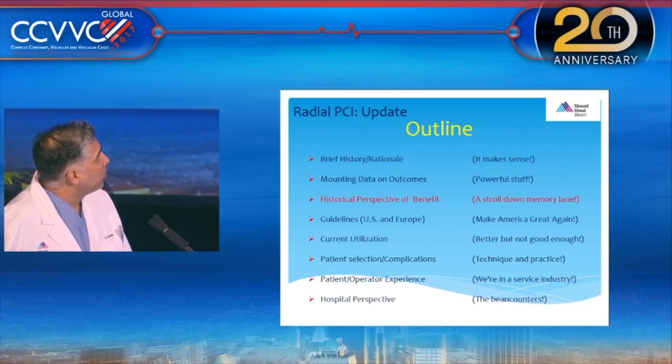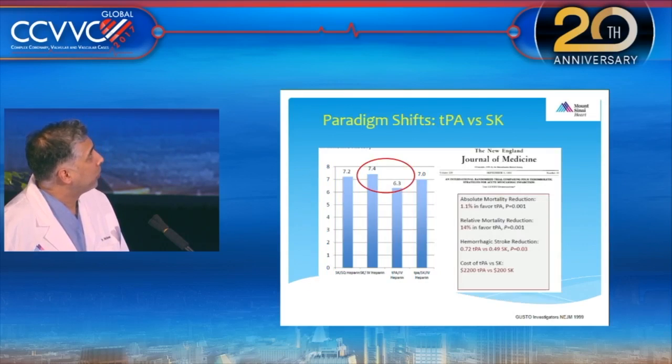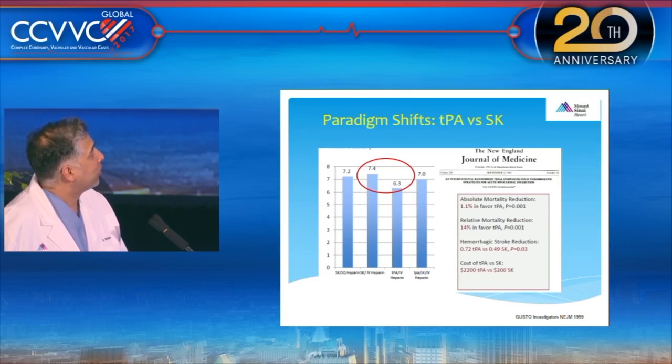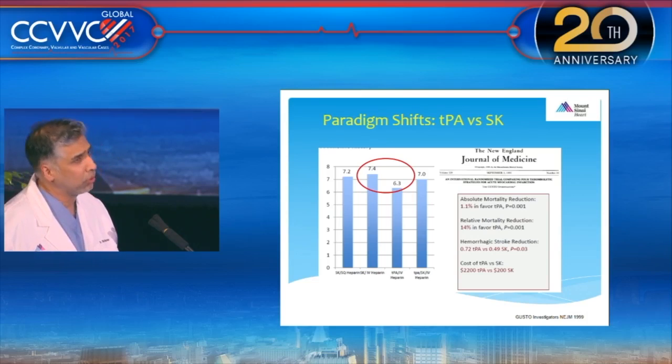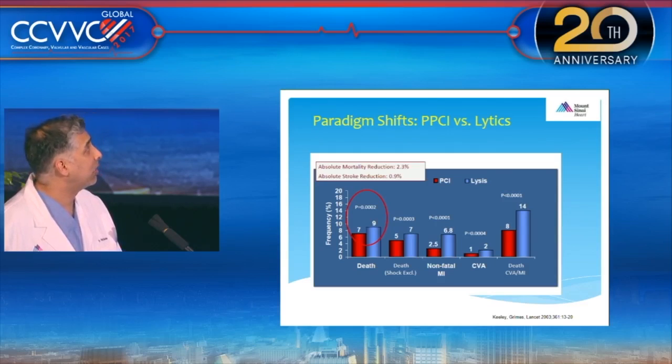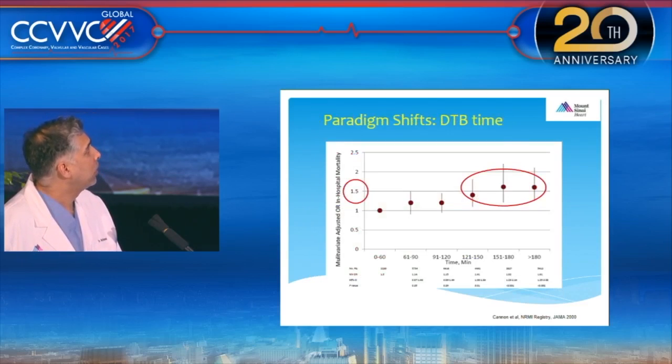So how do these outcomes compare? We'll take a little stroll down memory lane and look at the historical benefits. I don't know, I'm sure some of you were around during this time and some of you weren't, but back in the early, late 90s, I would say, the GUSTO investigators looked at TPA versus streptokinase and showed a 1% reduction in mortality using TPA. Then we moved to primary PCI versus lytics, which became the standard of care, as it demonstrated a 1 to 2% reduction in death using primary PCI.